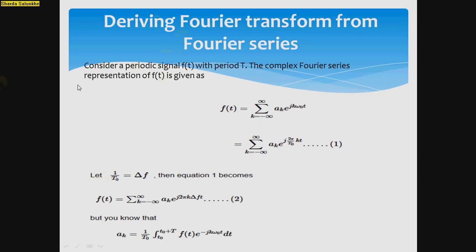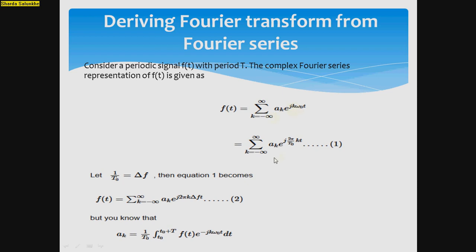Now, deriving the Fourier transform from the Fourier series. We know that, considering the periodic signal f of t with period T, the complex Fourier representation of f of t is equal to the summation k equal to minus infinity to infinity of ak times e raised to j k omega 0 t.